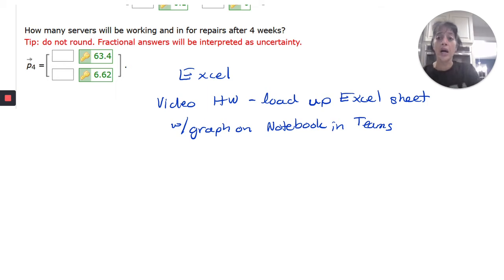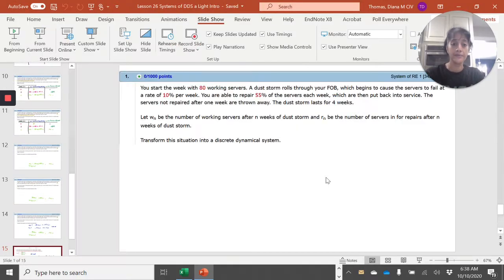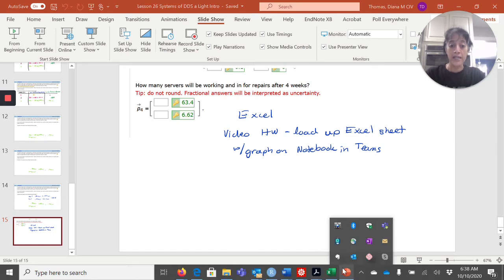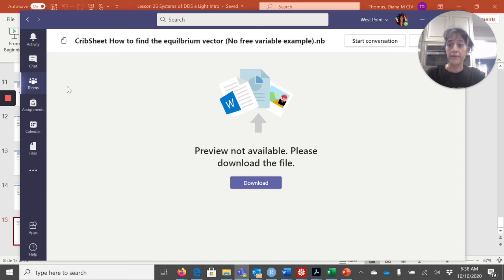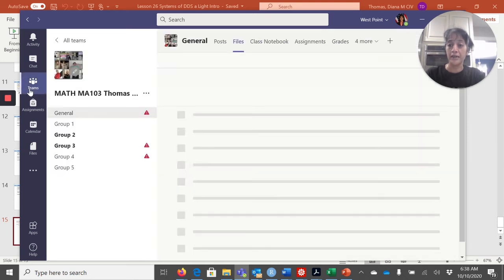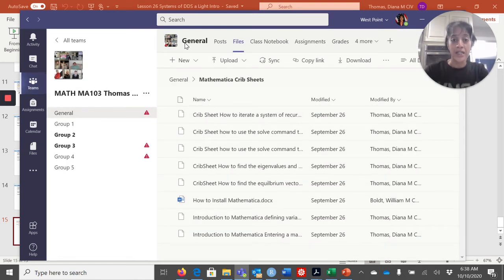All right, so then they ask you about after 4 weeks. What I would like to do is to do this in Excel. But in our section, you have video homework. This is your video homework. I want you to make an Excel sheet for your homework and load that into Notebook on Teams. So how do you do that? If you're not in my section, you're just going to have to bear with me here because you're not going to see the answer until you actually do the work.